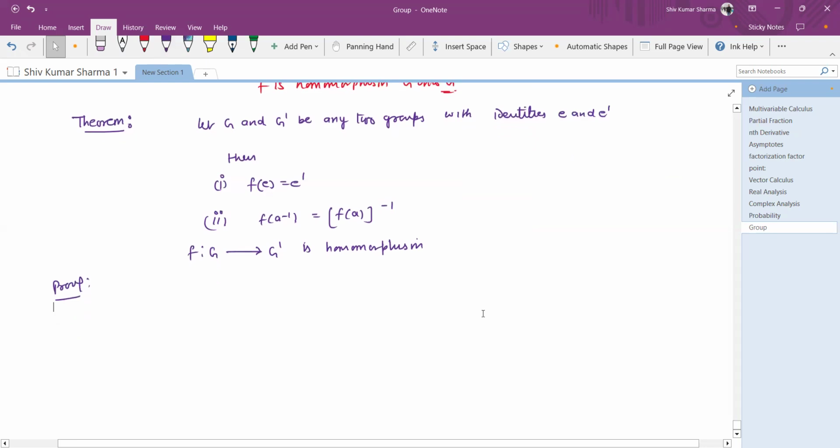So now we prove these two identities. How to prove these two identities? We say that G is a group. Group means it satisfies closure, associative, identity, and inverse. Here we write down: since G is a group.